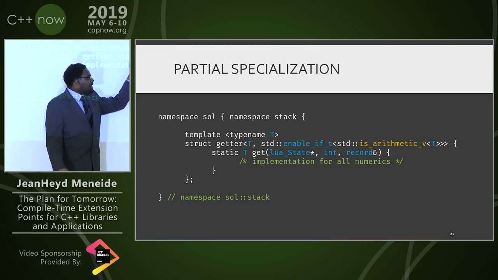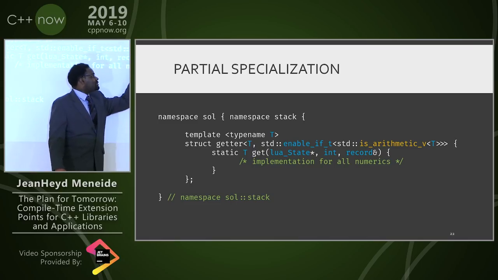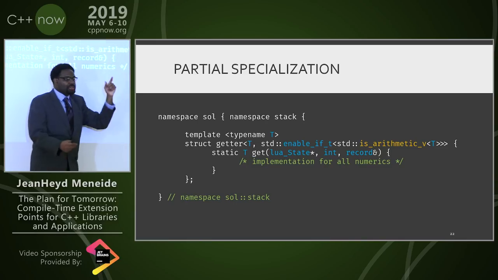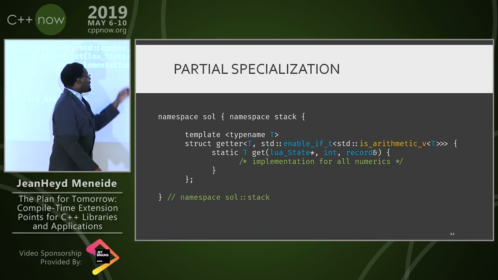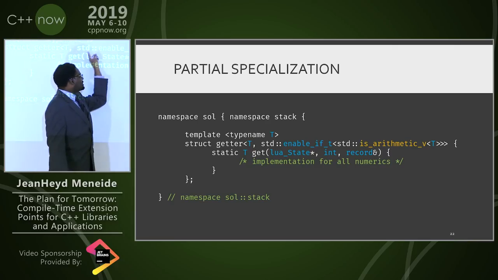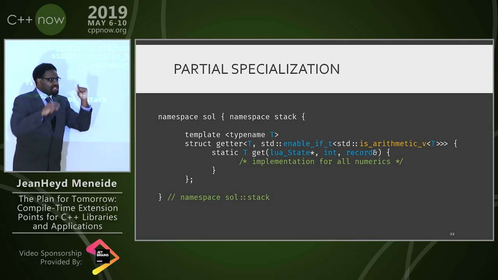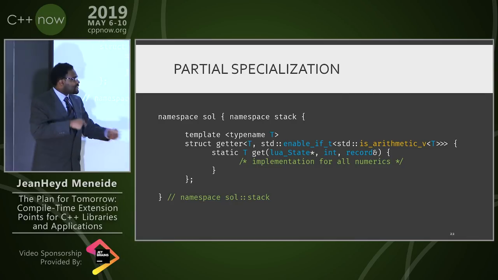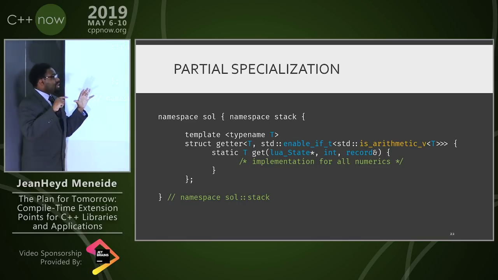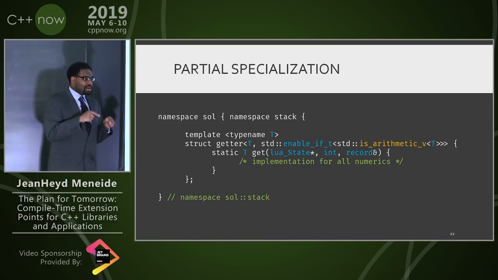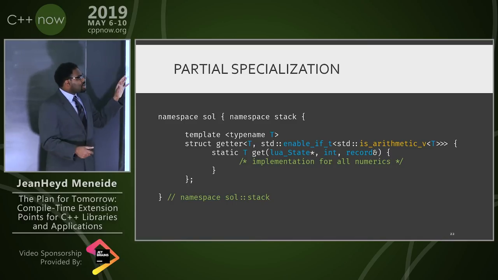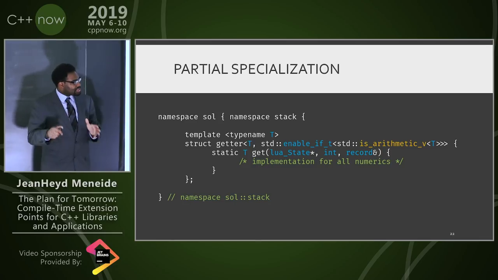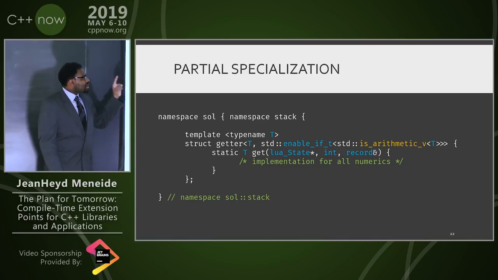But then we apply this std enable if blah type, and we give it a Boolean value, which is this is arithmetic underscore V. It takes a type and reports whether it's an arithmetic type or not, and it gives us a true or a false. And once we get the true or the false, we substitute it into the standard enable if type. Now, the way std enable if works is that it is templated on a single Boolean, and optionally a type. And what it says is, if the Boolean is true, then I'm going to have an internal member called colon colon type, right? There's a typedef called type on there that has the true type on it. Otherwise, it's not going to have that typedef there.